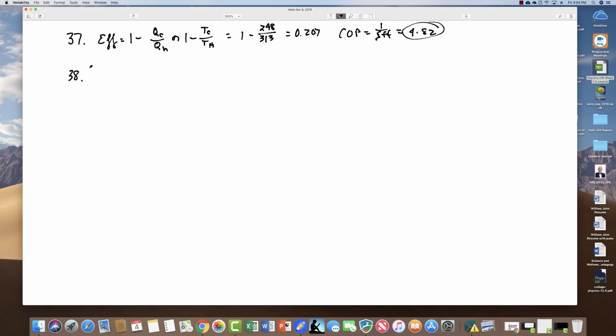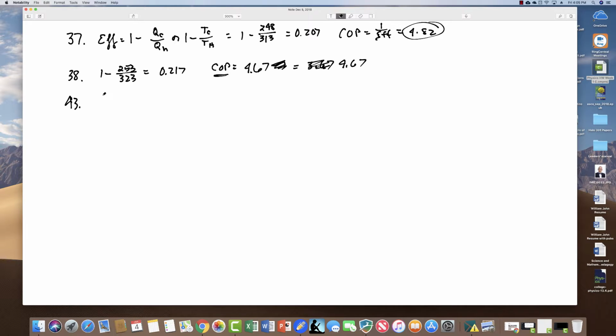Number 38. The same problem. Suppose you have an ideal refrigerator that cools an environment at minus 20 degrees and has a heat transfer to another environment at 50 degrees centigrade. What is the performance? Again, 1 minus, and the first temperature is now 253 Kelvin. The second is now 323 Kelvin. And so that's going to give you a 0.217 for the efficiency. And COP here is going to be 4.67, which is this.